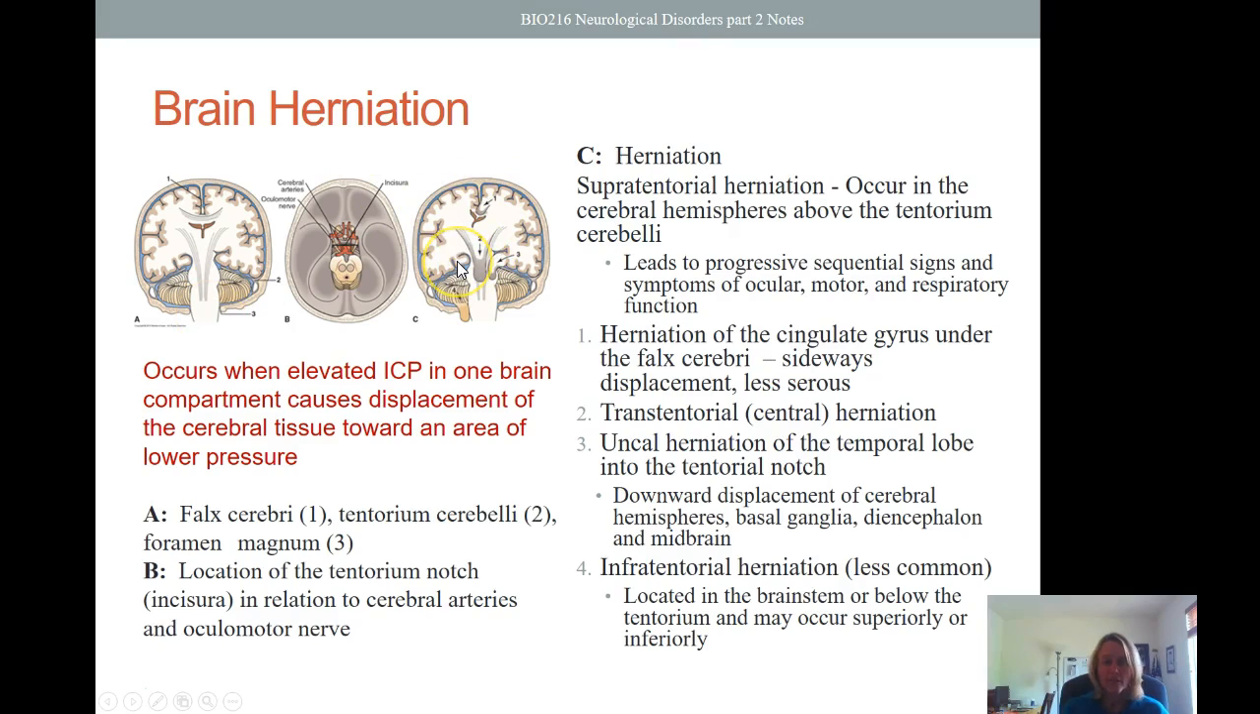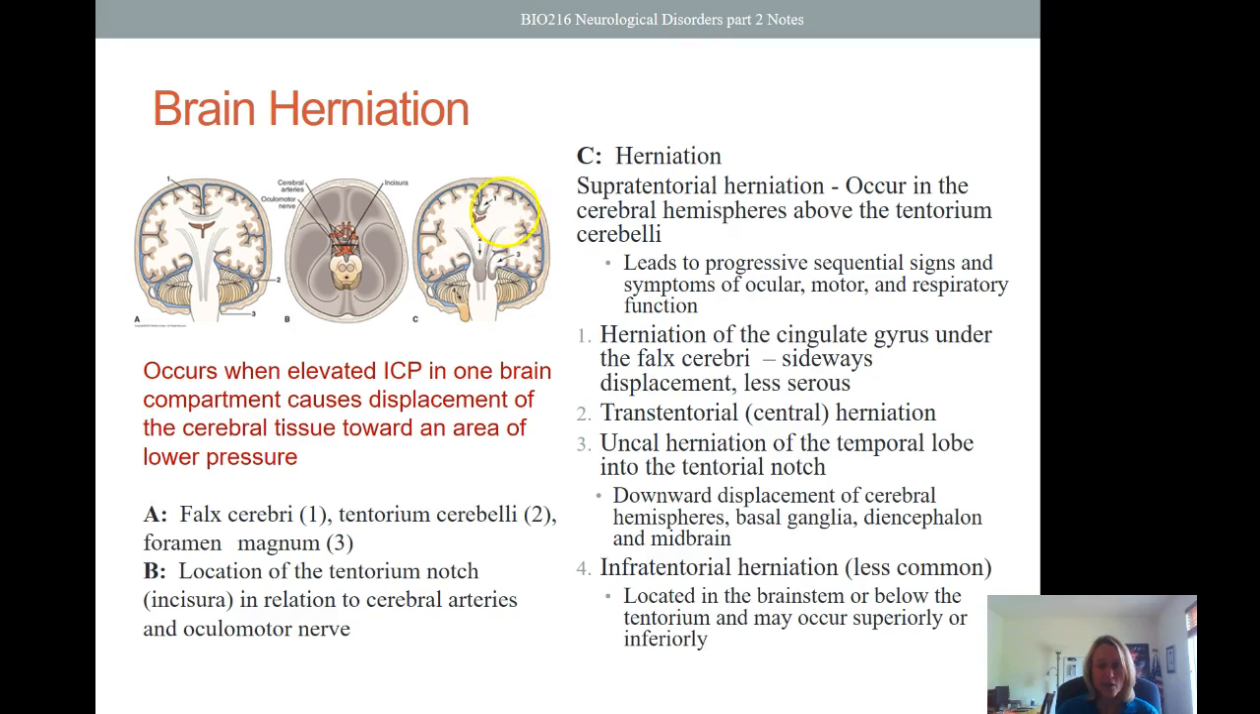In figure C, we see brain herniation. Supratentorial herniations occur in the cerebral hemispheres above the tentorium cerebelli. And these brain herniations here lead to progressive and sequential signs and symptoms of ocular, motor, and respiratory function. And this shows 3 different types of supratentorial herniations. So number 1 shows cingulate gyrus under the falx cerebri.